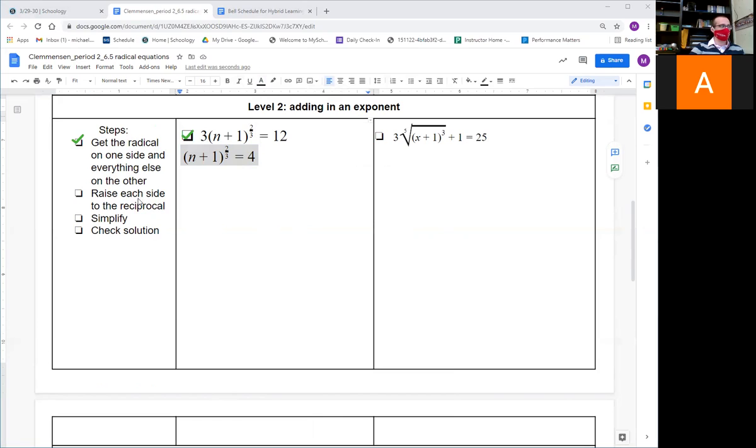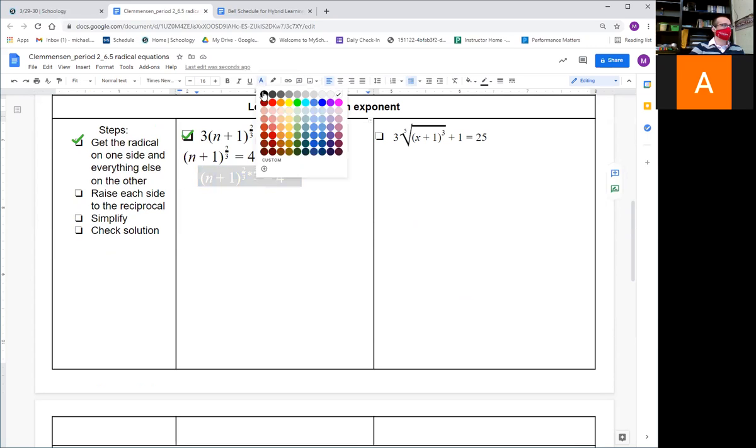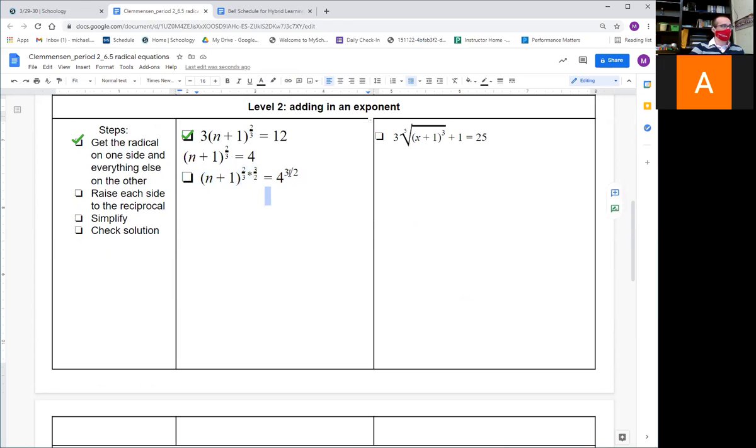Now move on to the second step. Raise each side to the reciprocal. So instead of the 2/3, I'm going to raise each side to the 3/2. 3/2, 3/2. Do some simplifying. I get n plus 1 equals plus or minus 8. All right, so that was this step right here. Now we got to do the simplifying. I want to talk about how I got plus or minus 8 in the end.